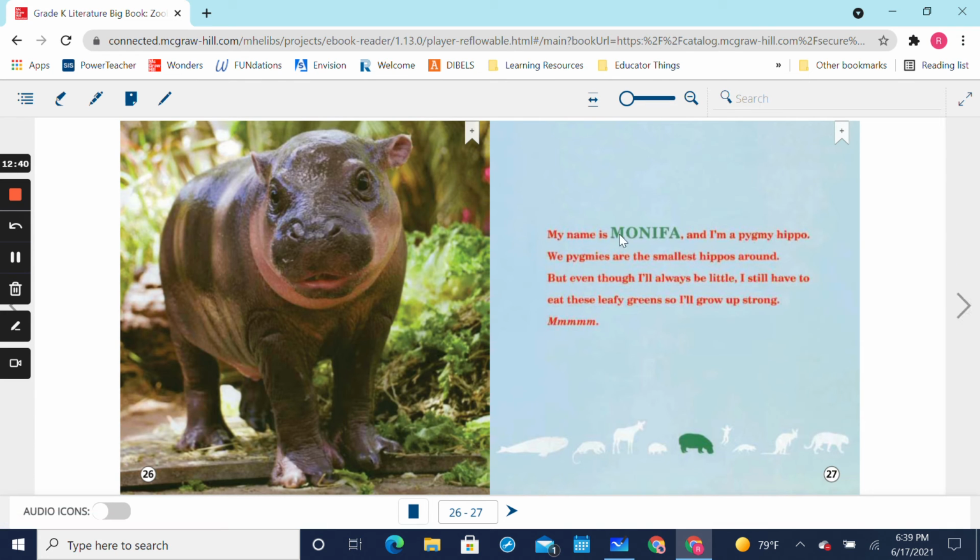My name is Monifa, and I'm a pygmy hippo. We pygmies are the smallest hippos around. But even though I'll always be little, I still have to eat these leafy greens so I'll grow up strong.